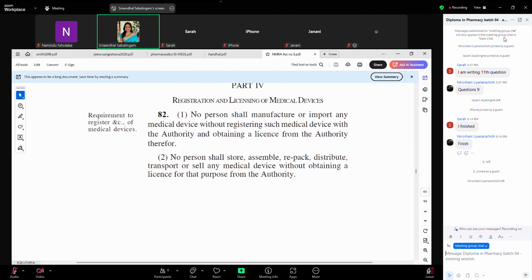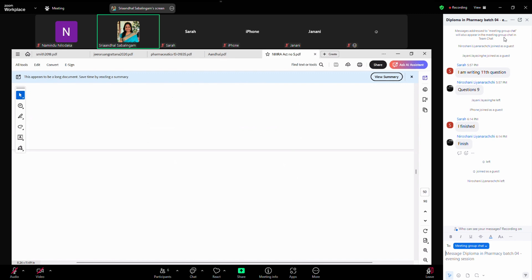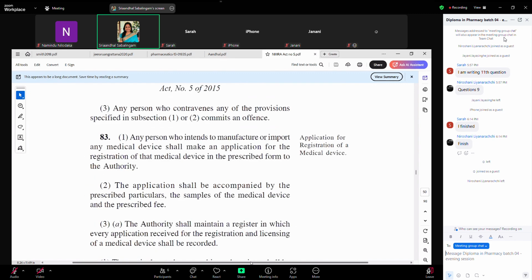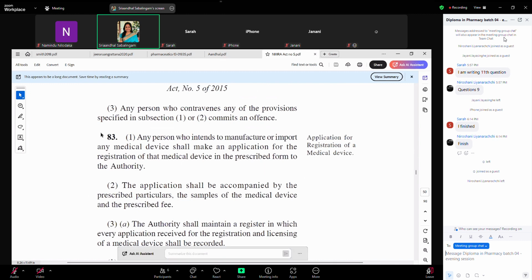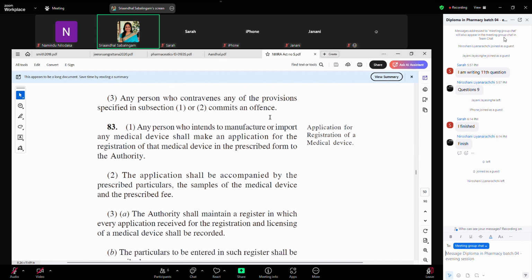So no person shall manufacture or import any medical devices without registering the medical device with the authority and obtaining a license from the authority. And no person shall store, assemble, repack, distribute, transport, or sell a medical device without obtaining a license for that purpose from the authority. And any person who contravenes any of the provisions specified in subsection 1 or 2 commits an offense, right? So applying for the registration, it's the same as for the medicine.